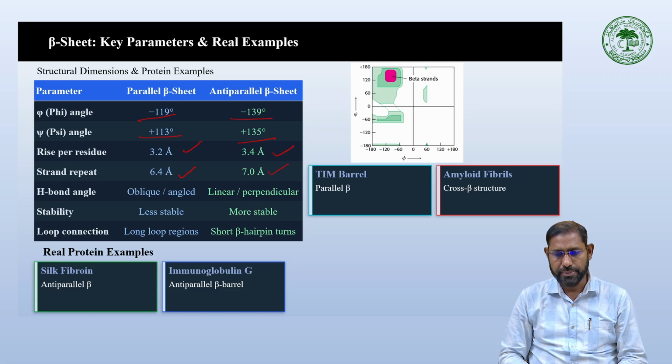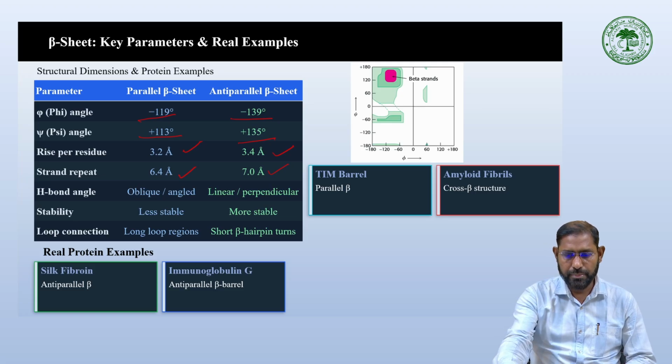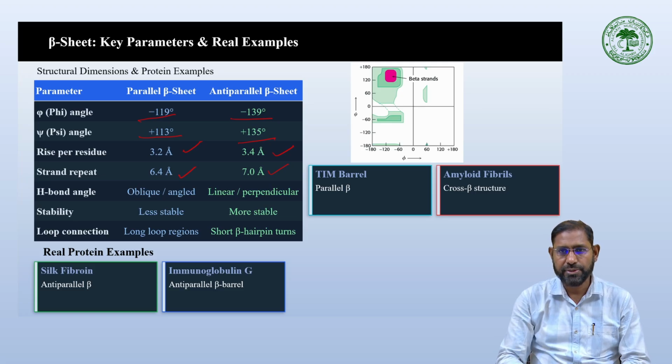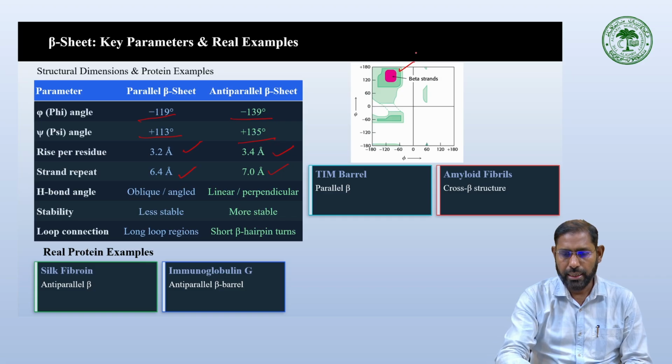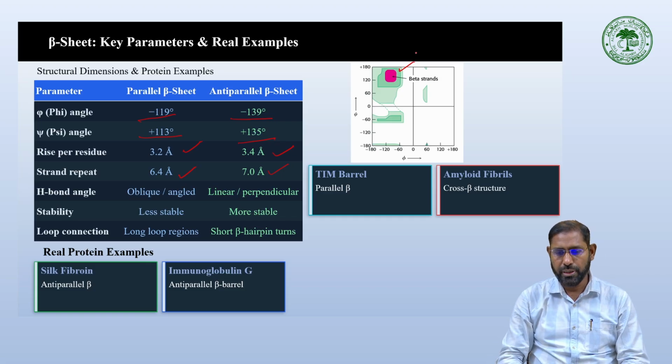show cross-beta structures. This is the Ramachandran plot, which gives the beta strand in a range of psi 120 to 170, and phi in the range of minus 60 to minus 110 degrees.